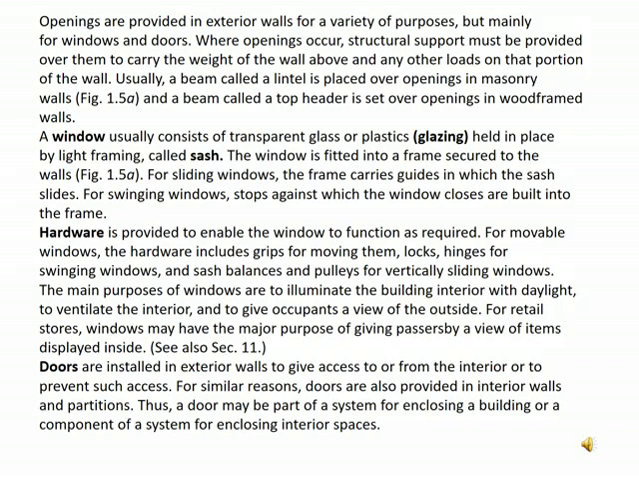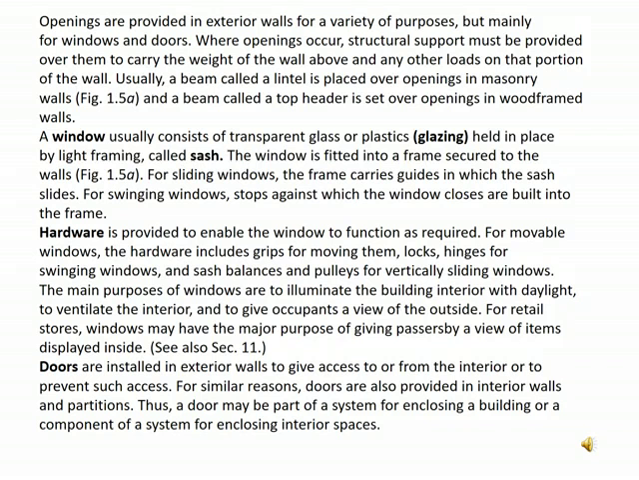For sliding windows, the frame carries the guides in which the sash slides. For swinging windows, short stops against which the window closes are built into the frame. So this is how swinging windows and sliding windows are controlled. Hardware is provided to enable a window to function as required. For movable windows, the hardware includes grills for holding them, hinges for swinging the windows, and sash weights and pulleys for vertical sliding windows.